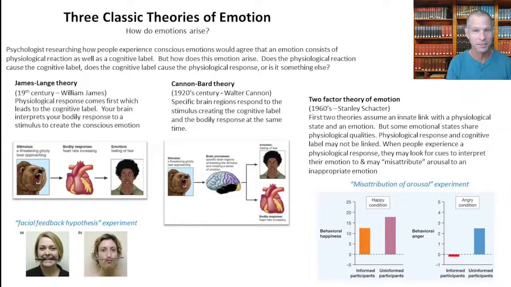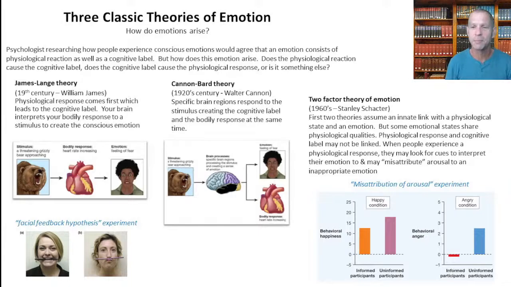In James-Lange's theory, the biological response pattern causes a cognitive pattern. In the Cannon-Bard theory, the behavioral pattern and the cognitive pattern occur at the same time, but they are tied because they are the same response to the same stimulus. Stanley Schachter said, instead, we have a physiological response, and then we look in our environment and we see what emotion we should be feeling in this situation.